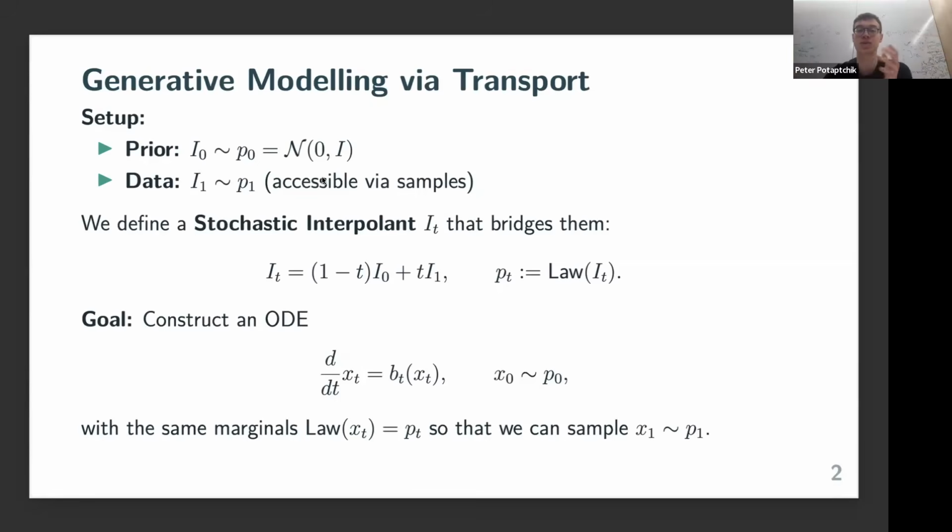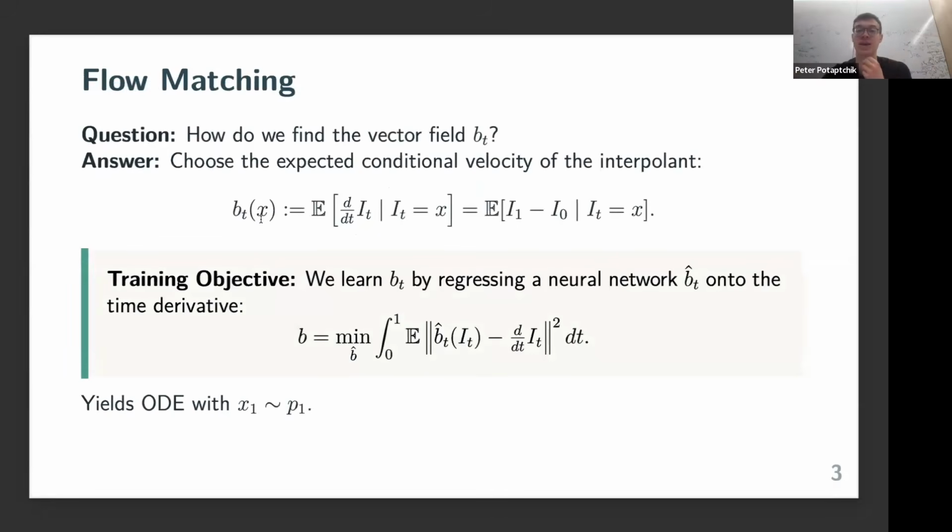I'm going to ask that the distribution of Xt is pt, the same as the interpolant. And so the answer is we just do flow matching. If you take bt of x to be the conditional expectation of the interpolant's time derivative, so that's just the expectation of my data sample minus my noise sample, I1 minus I0, conditioned on my intermediate value It being equal to x, then this bt of x is going to satisfy exactly that. So if I use this bt of x to integrate my ODE starting at P0, the Gaussian, I'm going to get terminal data samples distributed as P1.